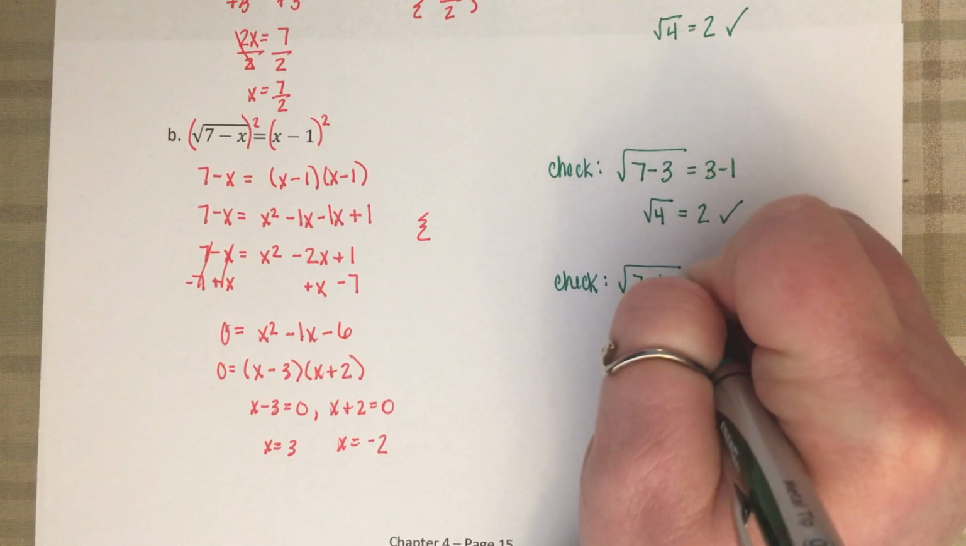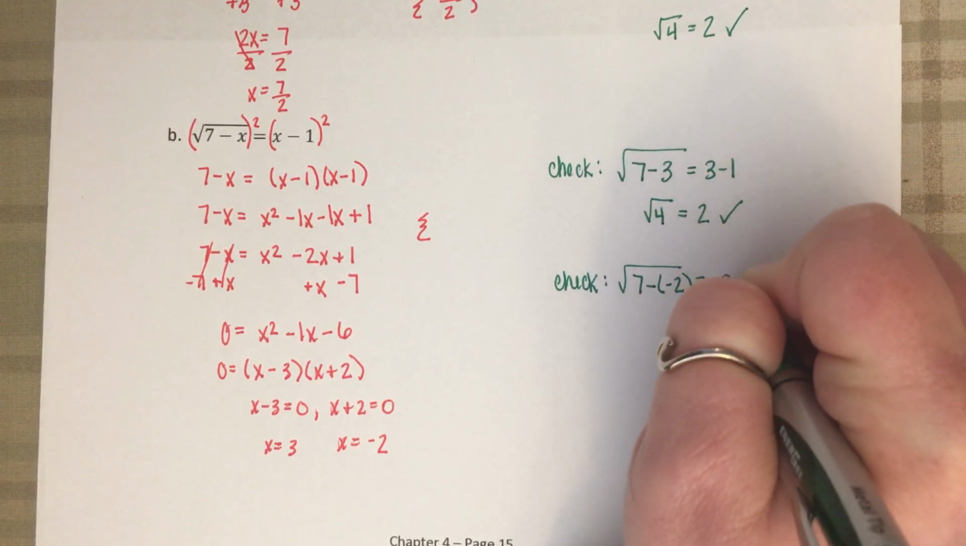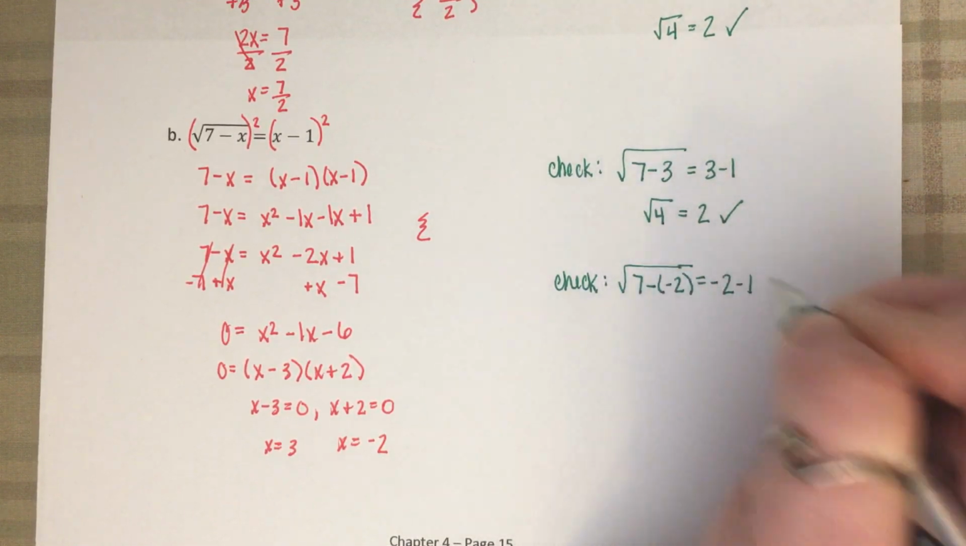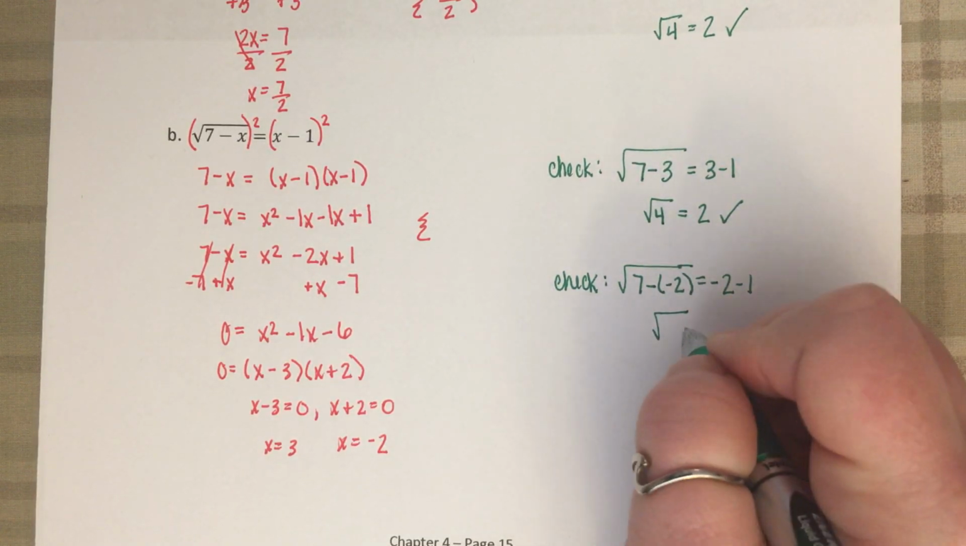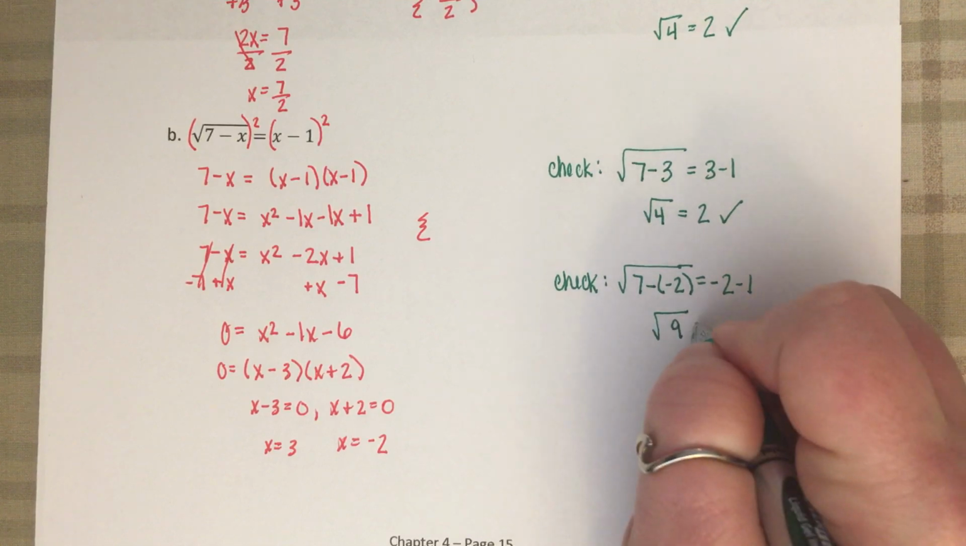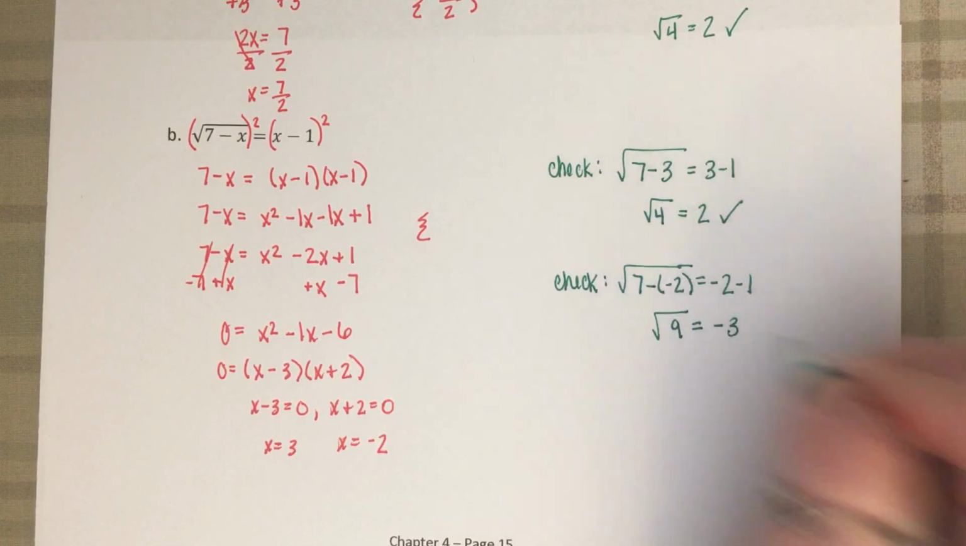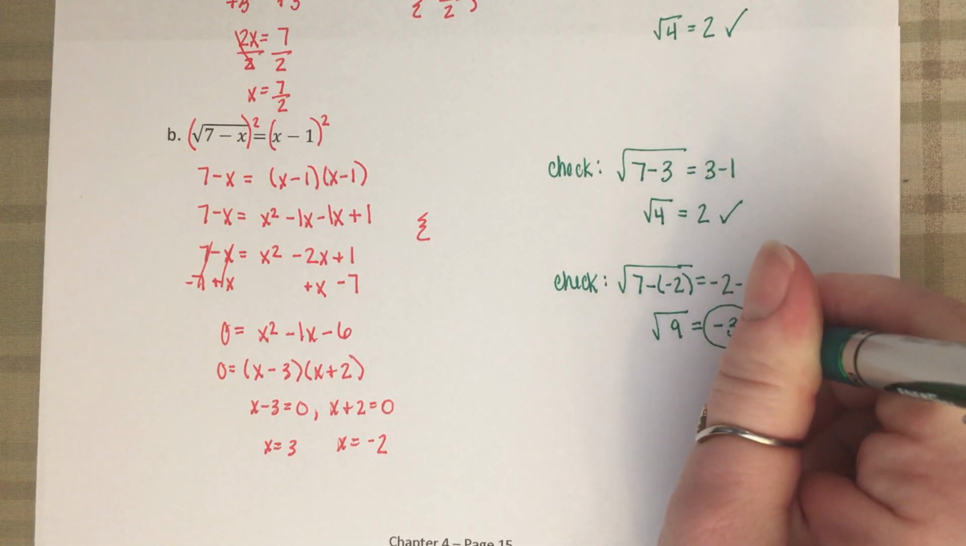Now we're going to check our answer of negative 2. Square root of 7 minus negative 2 equals negative 2 minus 1. 7 minus negative 2 is really 7 plus 2. 7 plus 2 is 9. On the right side, this is where we run into an issue.